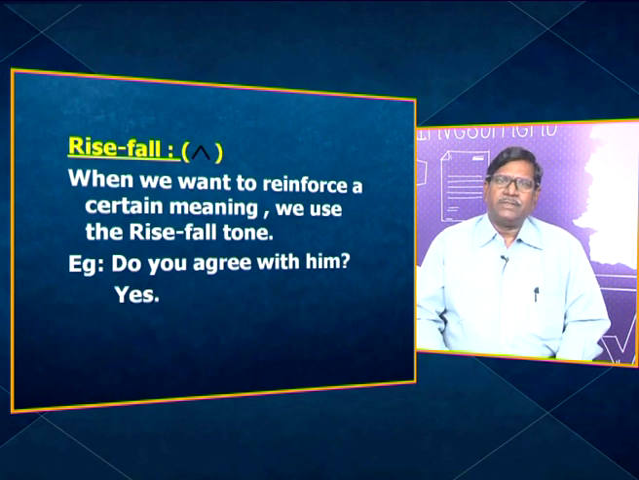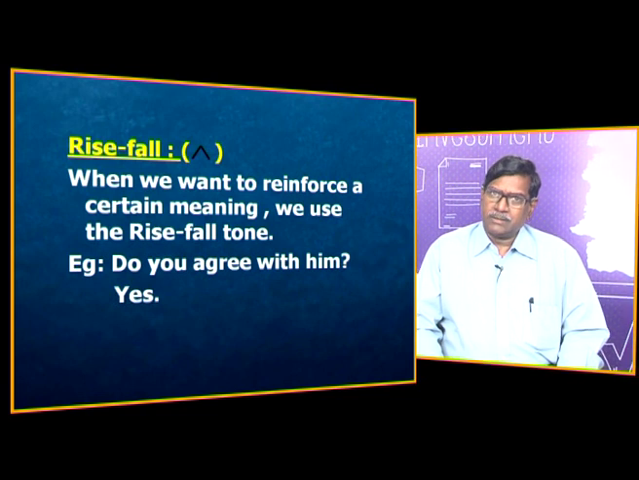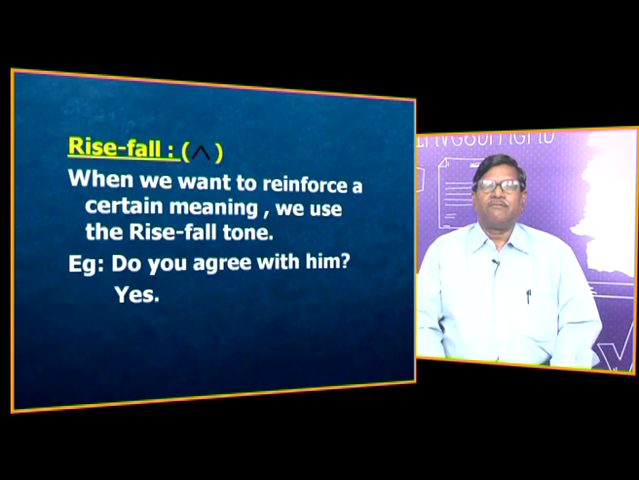Fall-rise. When there is a sense of doubt, we use the fall-rise tone. For example, a question: Is Ramesh a nice man? A nice man? What are you talking about? Ramesh? If you utter that word, Ramesh, with a fall-rise, then you are expressing a sense of doubt about the individual. That means you doubt him to be a nice man. Ramesh, that is the fall-rise tone.